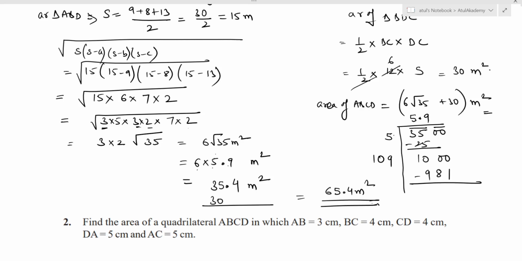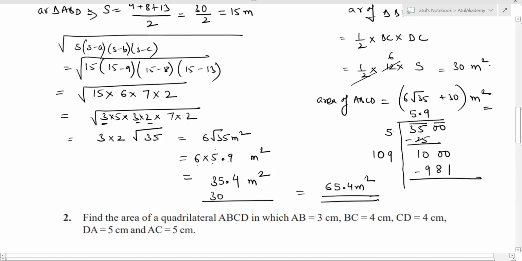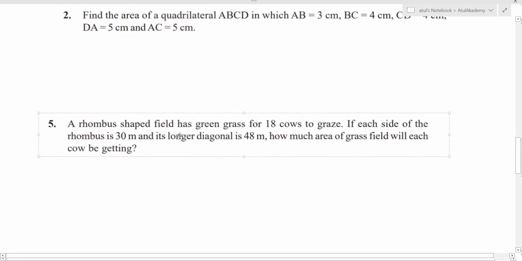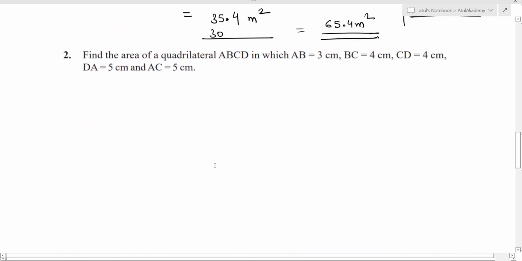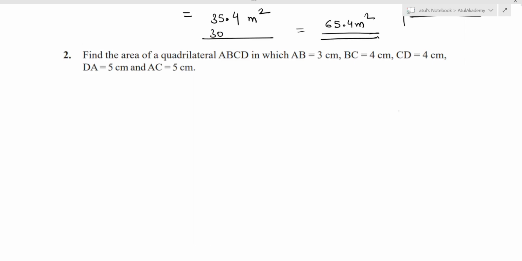Fine. Now let's move to the next question. Now next question is an easy question again. Simply all the things are given to us. So let us just draw the figure for this. We have a quadrilateral again ABCD in which all sides and one of the diagonal is given to us.